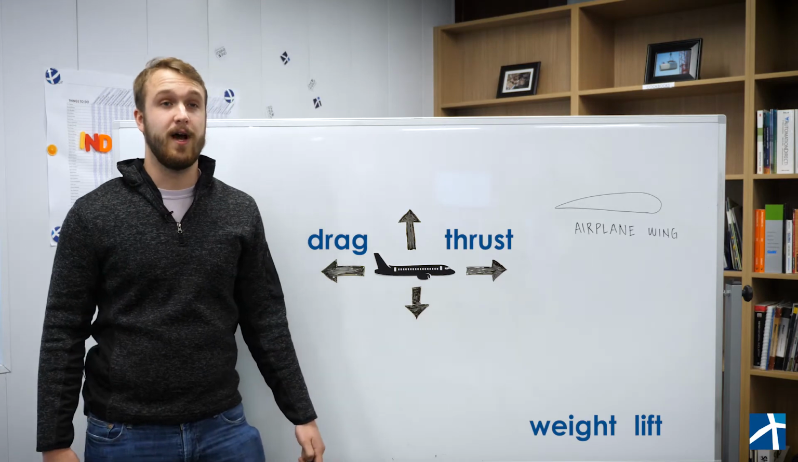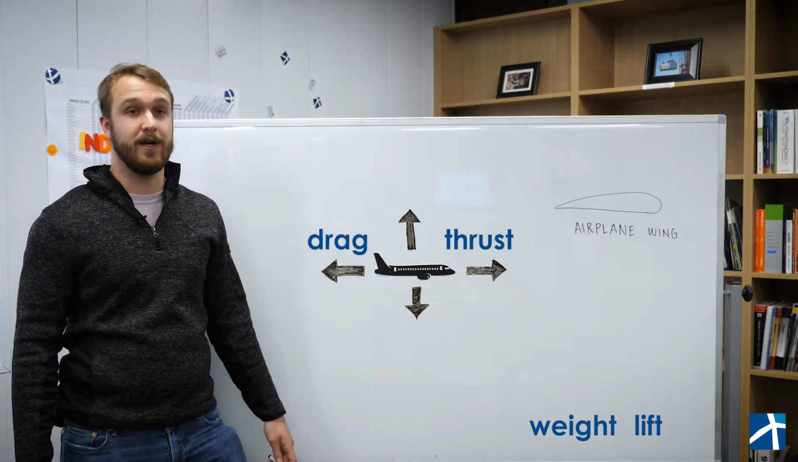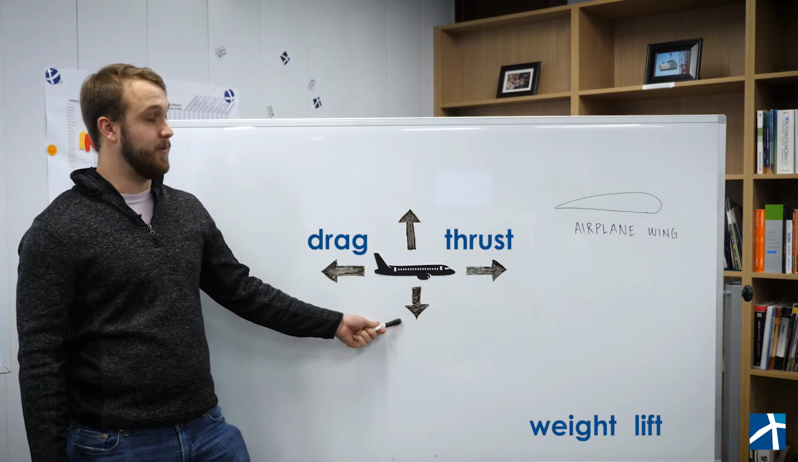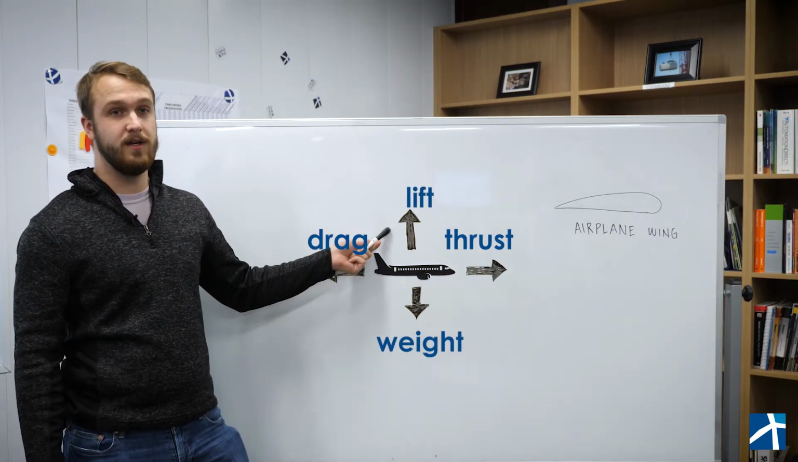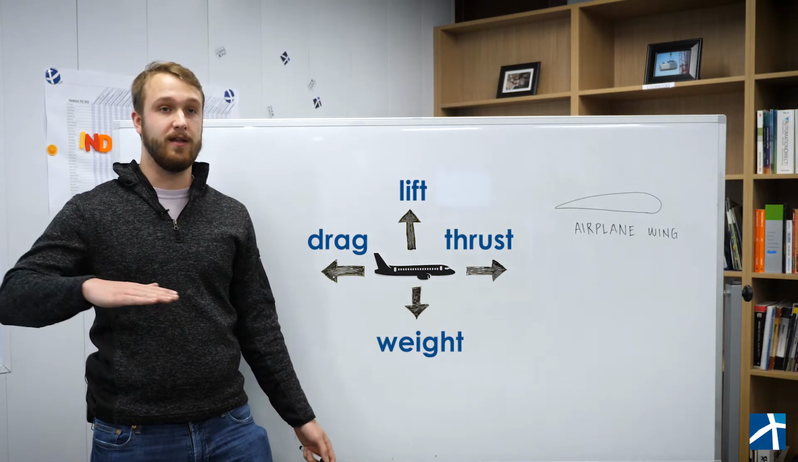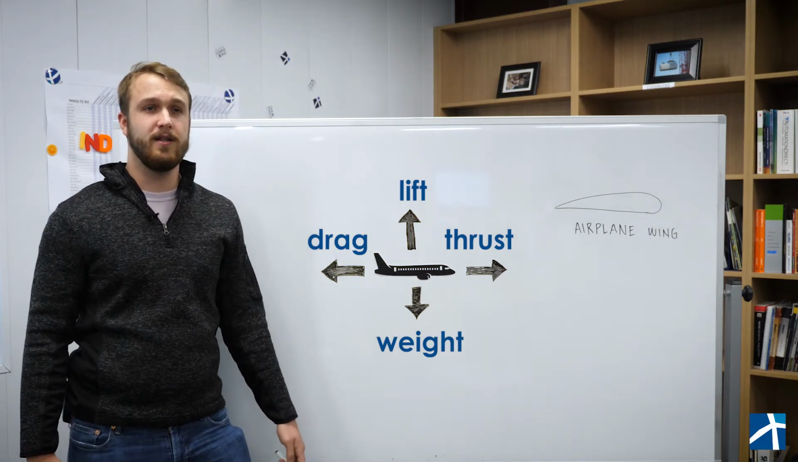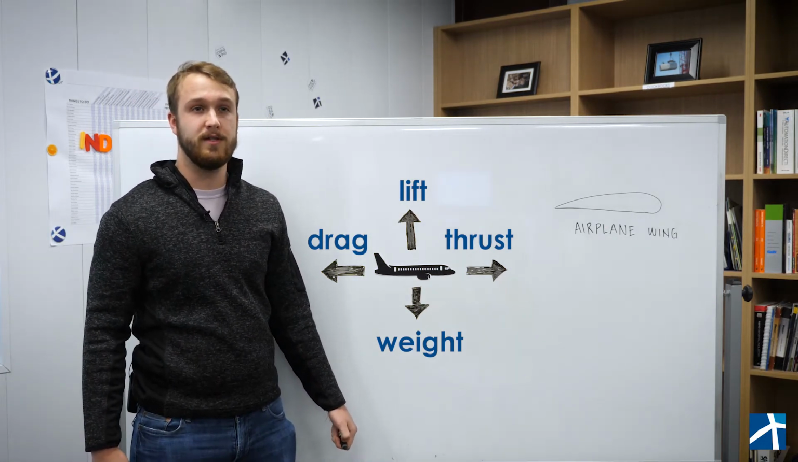Weight and lift work in opposite directions just like thrust and drag, but in the up and down direction. This is the weight force, and this is the lift force. If the lift force is bigger than the weight force, your airplane can then lift up and fly off the ground. So how can we make it so that the lift force is bigger than the weight force?